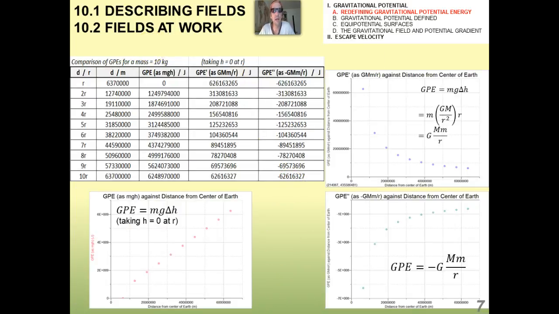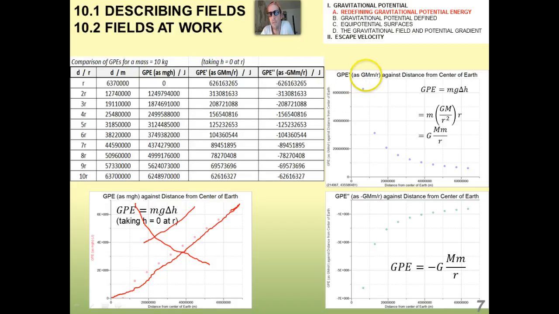Now, I've made some graphs here just to show you a comparison of 3 different ways of thinking about gravitational potential energy. The first is taking mg delta h, without considering the fact that g changes. This is wrong and boring because it's a straight line. That's not a very good straight line that I drew, but you get the idea. It's a straight line going through the origin. That is not correct. That is wrong, okay?